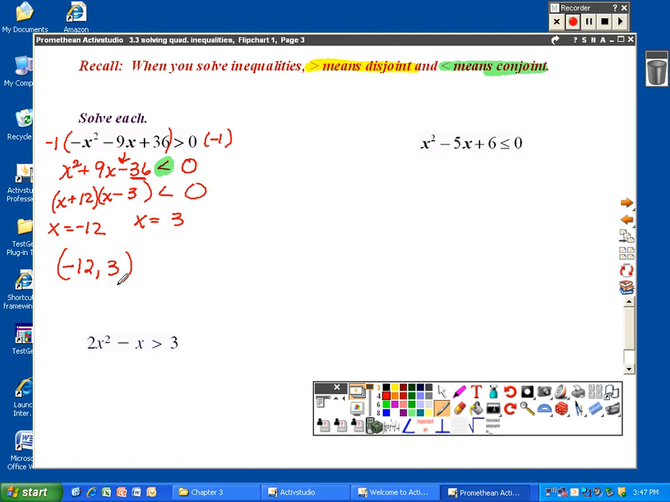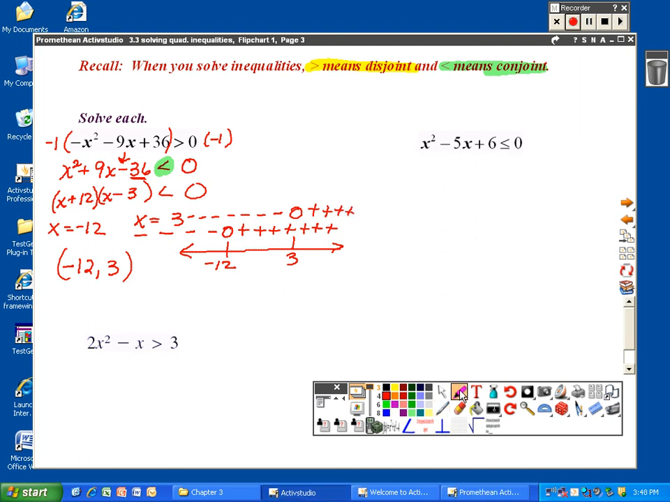The other way you can look at this is draw a number line. We start at -12 and we start at 3. -12 is a 0, so I'm going to put a 0 on it. All values to the left of 0 are negative values. All values to the right of 0 are positive values. I also had a 0 at 3. All values to the left of 0 are negative. All values to the right of 0 are positive.